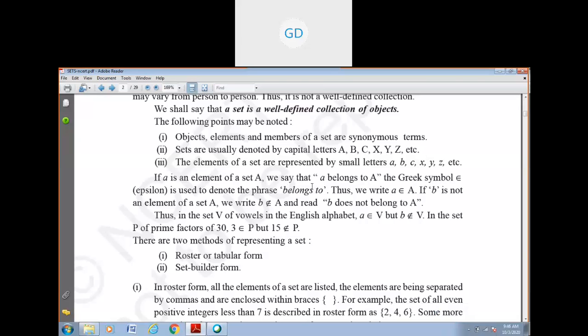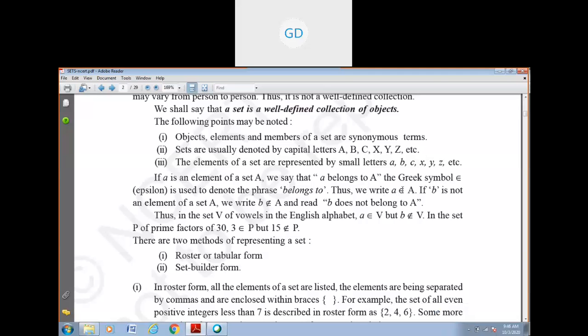That means small a lies in the set A. And this is mathematically symbolized like this. We write a belongs to A. You just observe the symbol. The name of this symbol is epsilon.